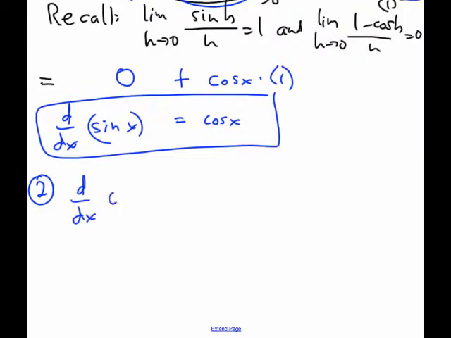Similarly, you could prove the derivative of cosine x. I'm not going to do this proof, but in a similar way to what I did above, you could show that the derivative of cosine x is negative sine x. So that's another derivative you're going to need to remember.